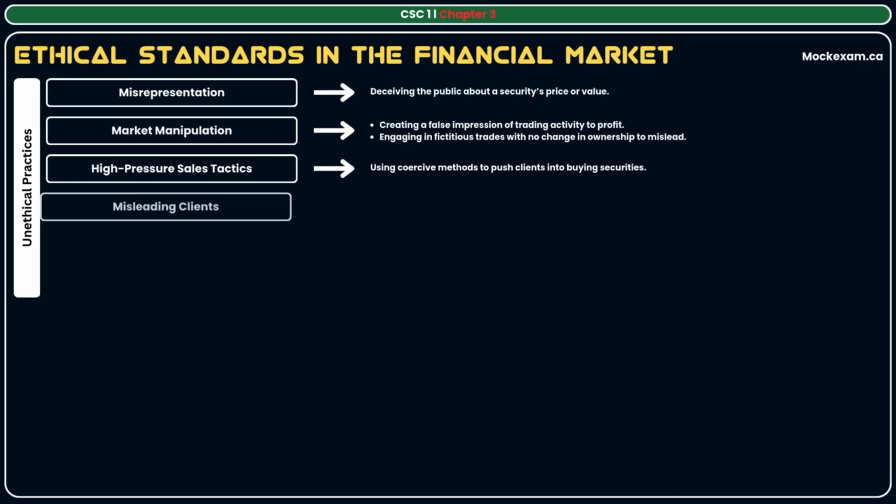Number four, misleading clients. It means failing to disclose risks associated with investments. Let's say a financial advisor recommends a high risk fund to a conservative investor, but fails to disclose that the investment carries significant downside risks, including potential loss of principal. This is an example of misleading clients.